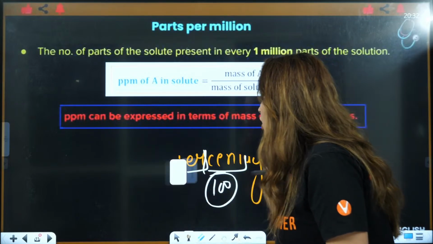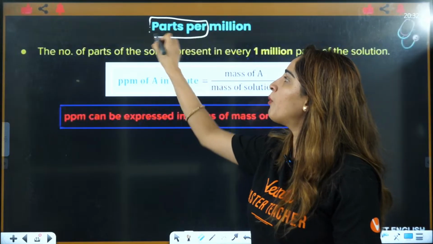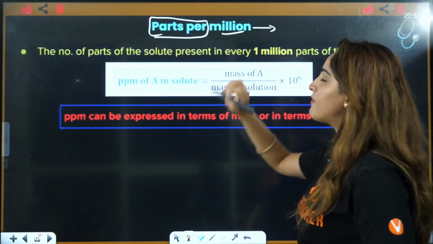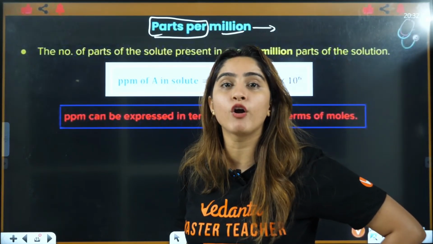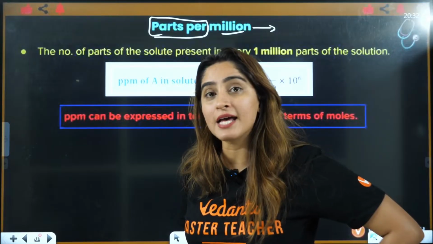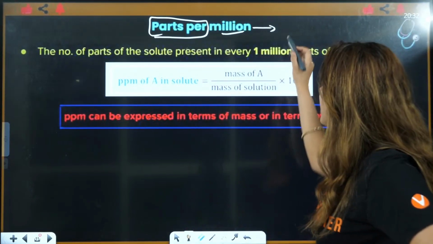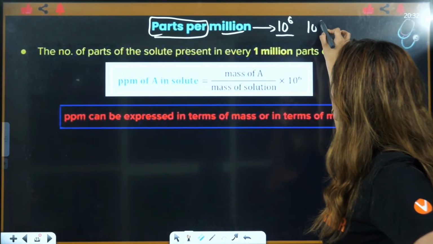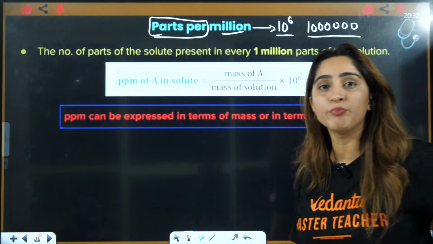Now, let's talk about what is parts per million. That means in how much amount you are calculating in 1 million. And tell me, beta, if someone has 1 million Instagram followers, how many Instagram followers are we talking about? 10 raised to power 6. That means 1,000,000. That is 1 million, right?